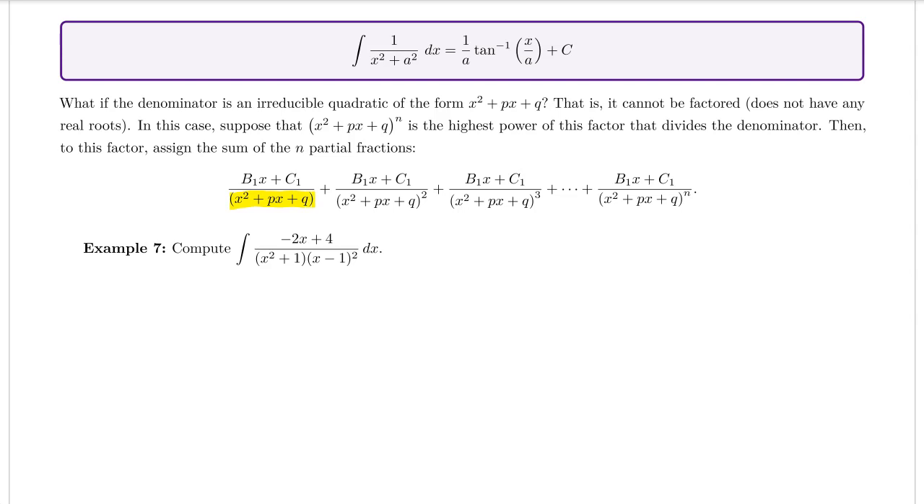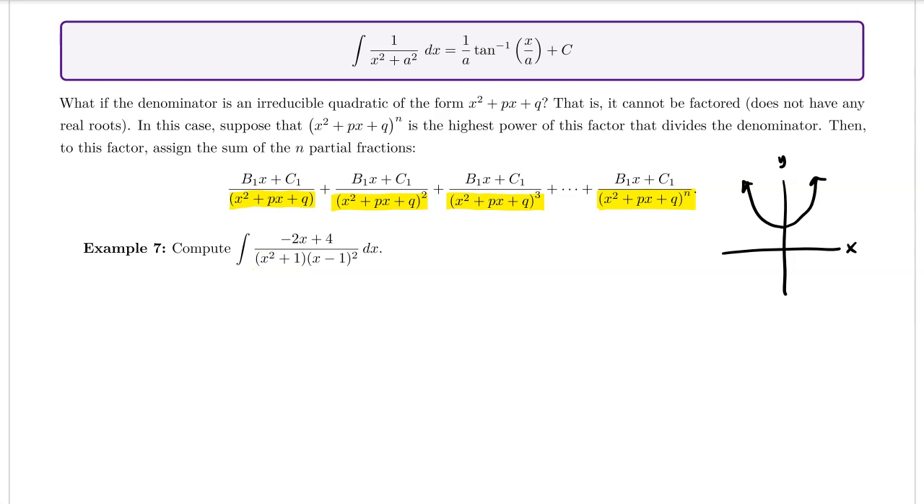You would have to make that your denominator, and create n of these fractions until you hit the highest power here. So for example, we have x minus 1 squared there. I will need 2 fractions just for that. And then here I have an irreducible quadratic. Just as a quick reminder, x squared plus 1, if I were to graph that, would be a quadratic that's shifted up 1 unit. And that's not crossing the x-axis, so it has no real roots and therefore is an irreducible quadratic.